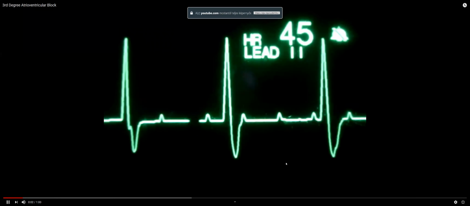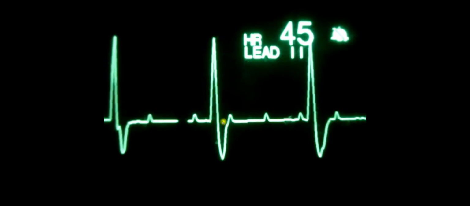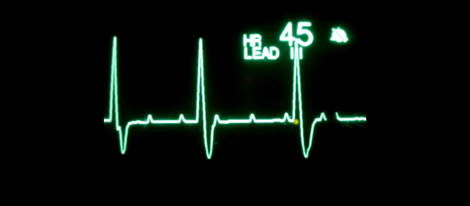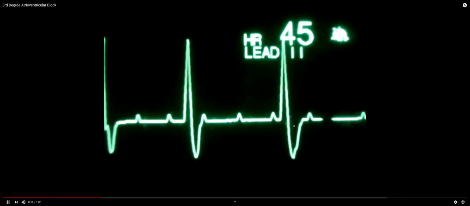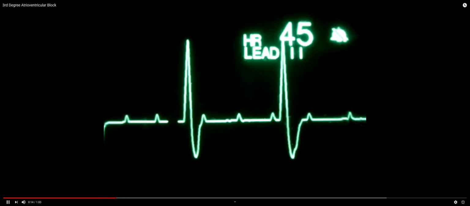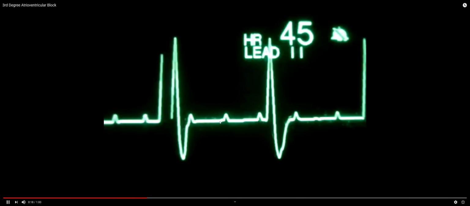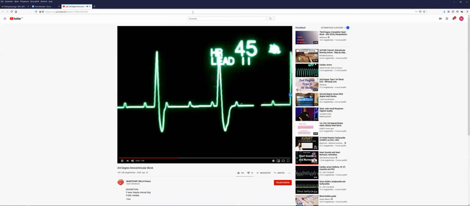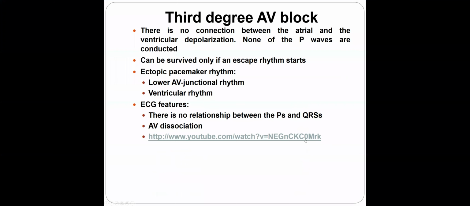Here you do see a lot of P waves, and very importantly, the PR is not connected to each other at all. Sometimes you do see some P inside the QRS complex, and the QRS can be wide or can be narrow, depending on the center of the escape rhythm.